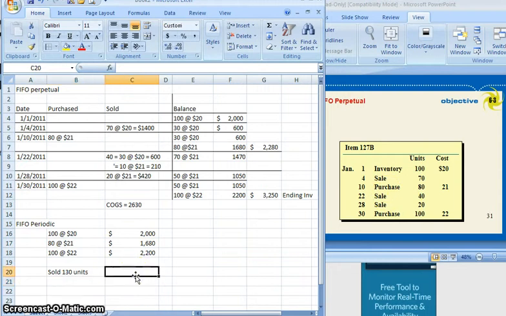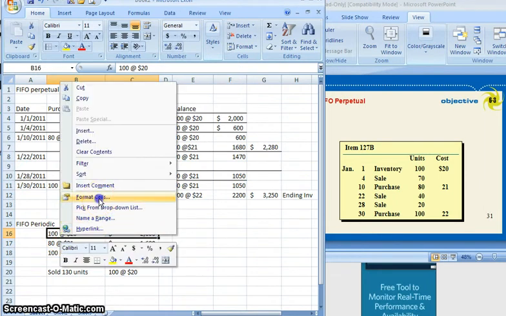If we're looking at FIFO, first in, first out, well, the ones that we sold were the oldest items. So we're going to say we sold all of this 100 at $20 item. We sold 100 at $20, so that was 100 of them right there. It's almost as if we could draw a line through this layer. We sold this entire layer off.